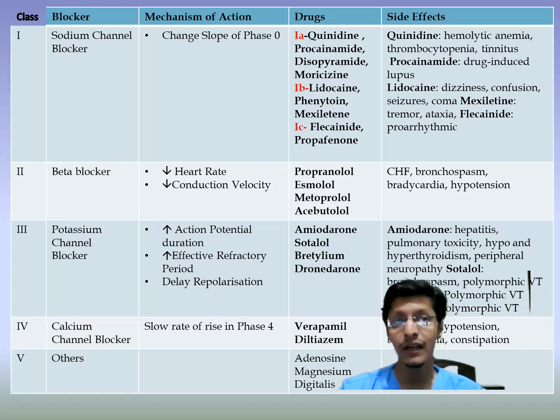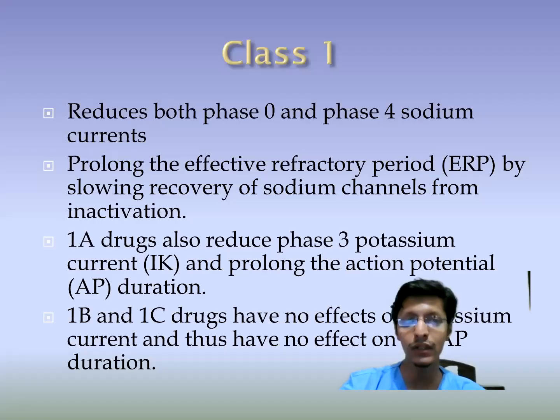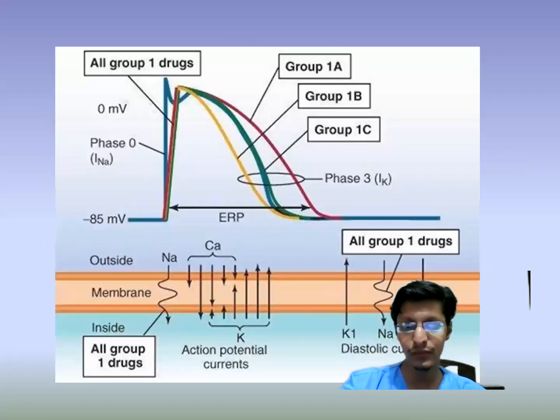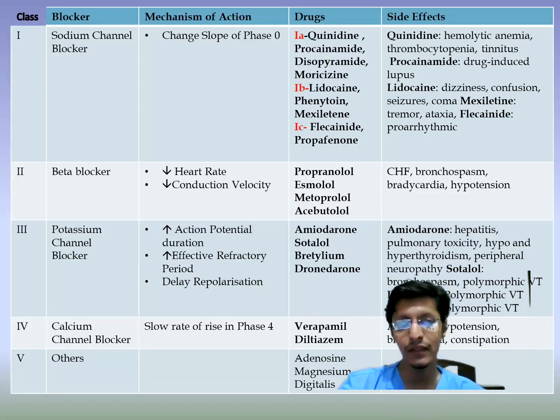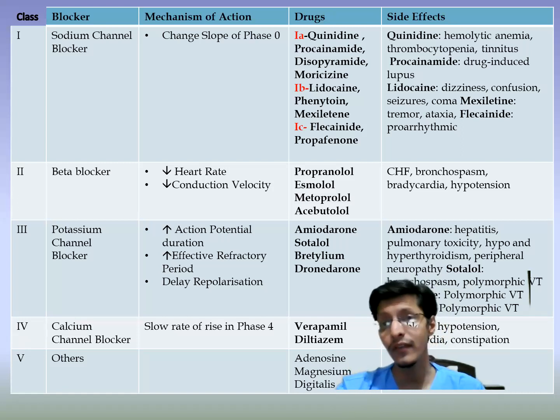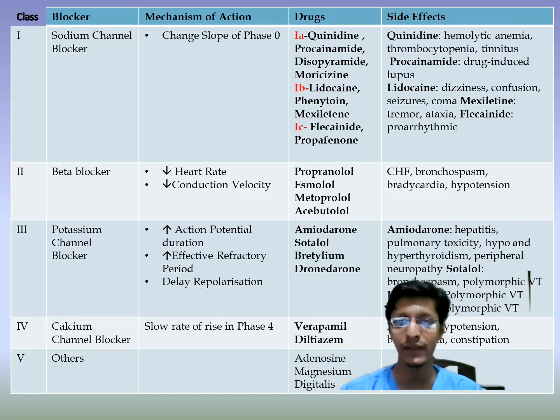And then, where are they going to work? Class 1 is going to work on this slope, the first slope. It has three further classes, group 1A, group 1B, and group 1C. We'll see what is happening. So sodium channel blockers are going to work on the slope of phase 0. And we have three categories inside it, 1A, 1B, and 1C.